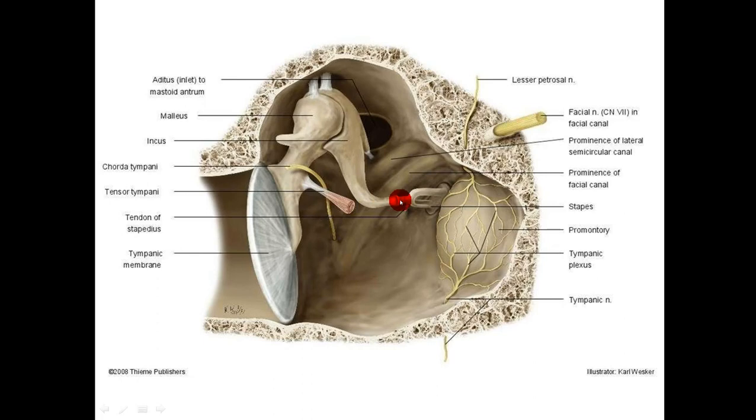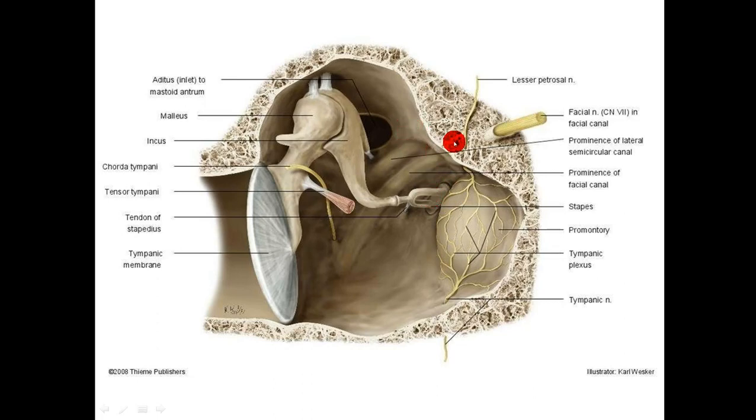And the stapes has got a head, neck and two crura, or arms, and it has got a footplate. This footplate is the one which is going to seal an opening here, that is the oval window of the internal ear.